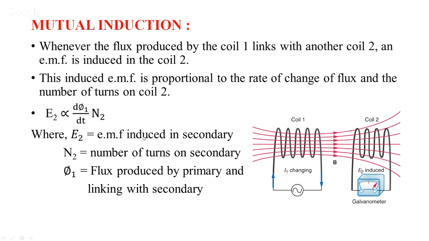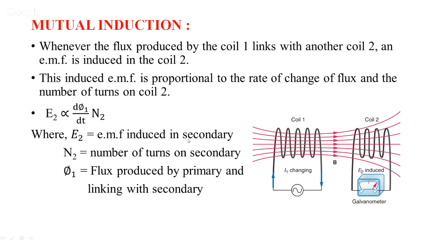So here E2 is the EMF induced in the secondary or coil 2. N2 is the number of turns on the secondary or coil 2 in this case, and phi 1 is the flux produced by the primary and linking with the secondary. So the flux is the amount of magnetic lines of force which is set up here. So that is represented as phi 1.